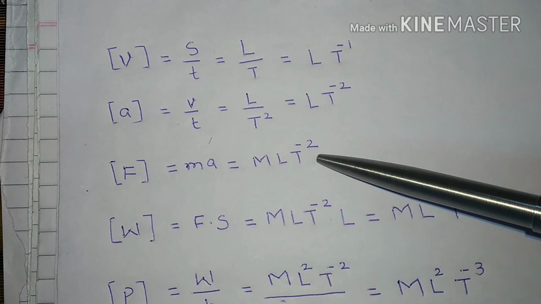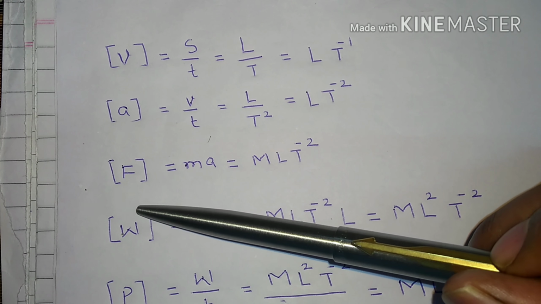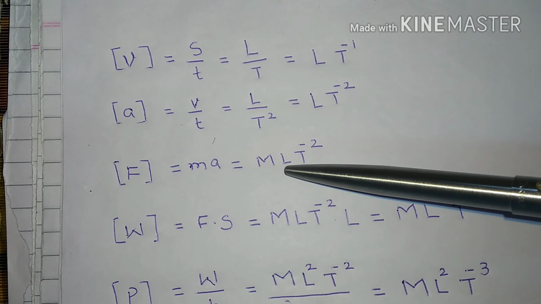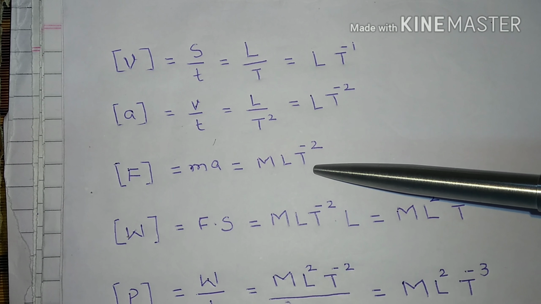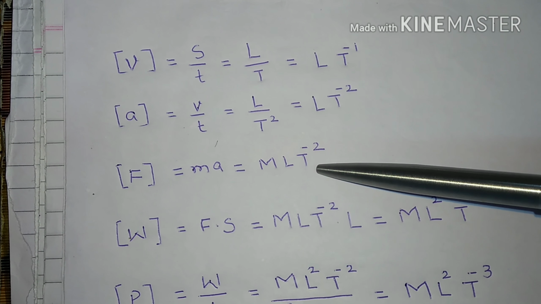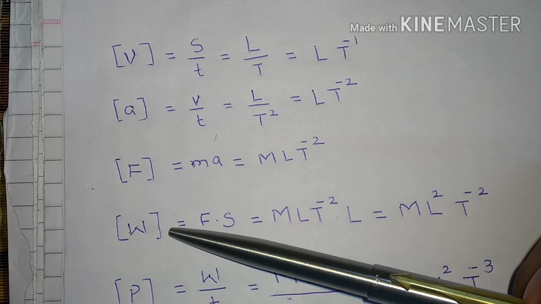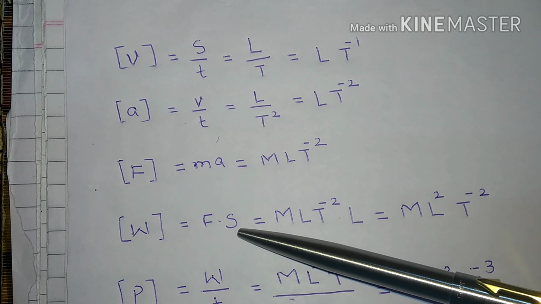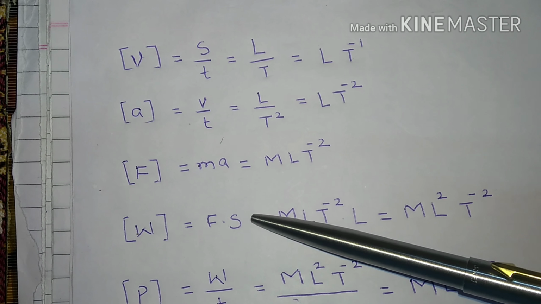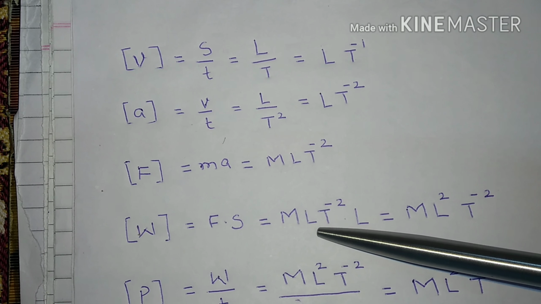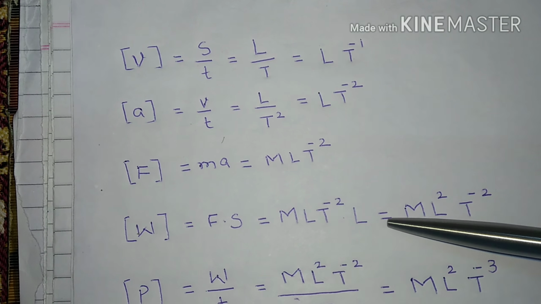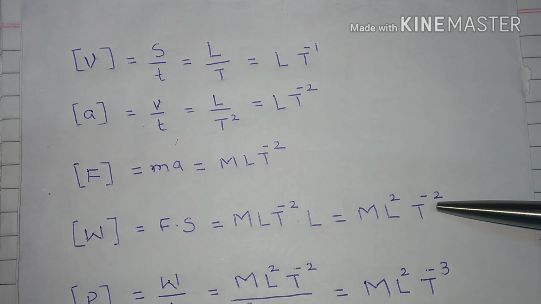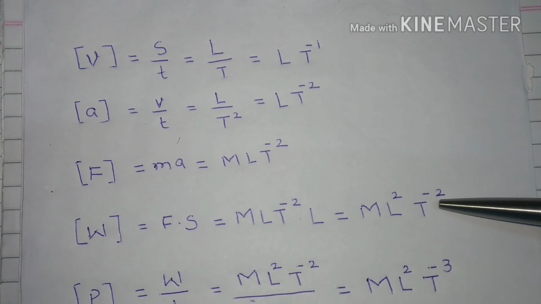Now you take one more example. Force. F is equal to ma. M is the mass. A is the acceleration. So MLT^-2. This is the dimension of force. Similarly, you take for work. W equal to F into S. F is the force. S is the displacement. So MLT^-2 into L. So finally you will get ML^2T^-2. This is dimension of work.